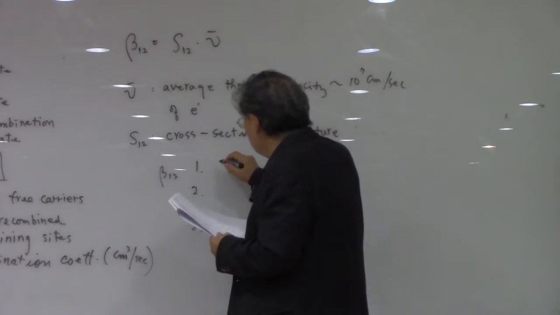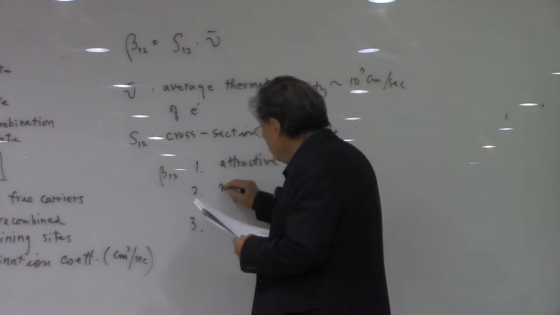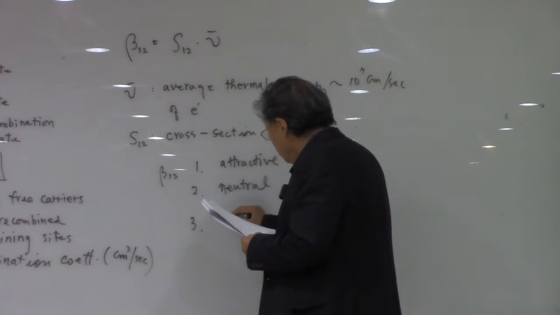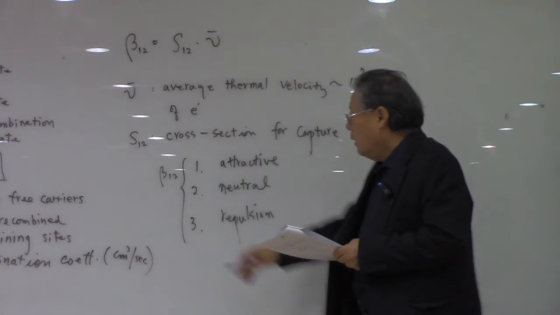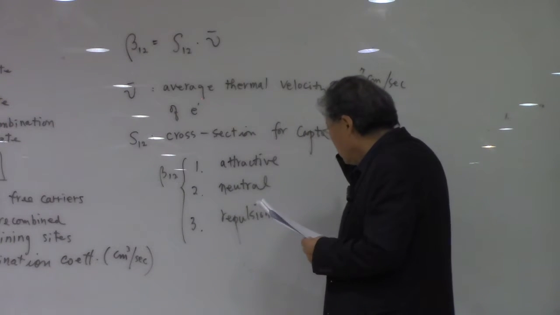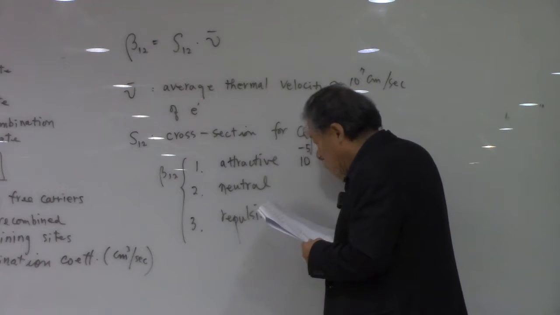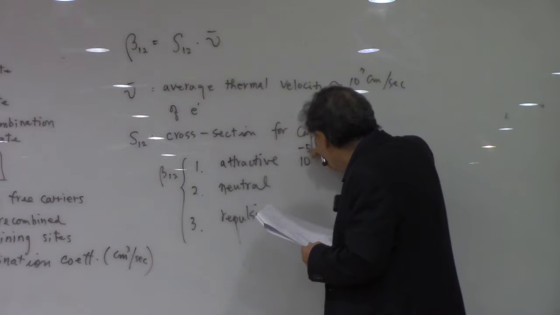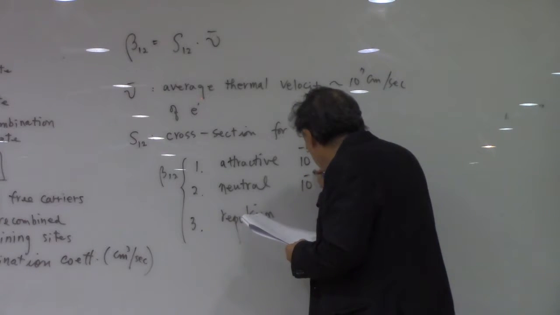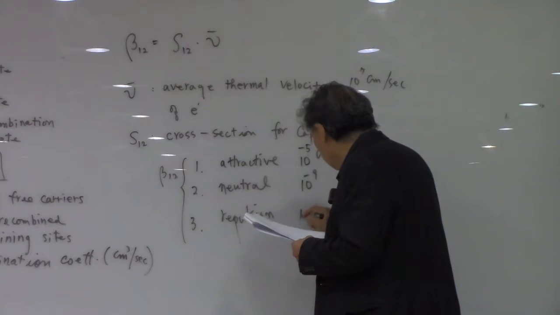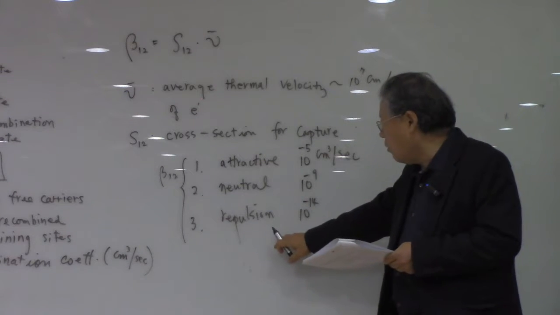The number 1 is a Coulombic attractive center, a neutral center, and a repulsion center. Okay, in each case we have a different recombination coefficient. In the attractive center case, of course, it is the largest value we can have, 10 to the 5th. A neutral case, 10 to the minus 9th, and the repulsion case, we have 10 to the minus 14. So the recombination coefficient is so low in the repulsion case.